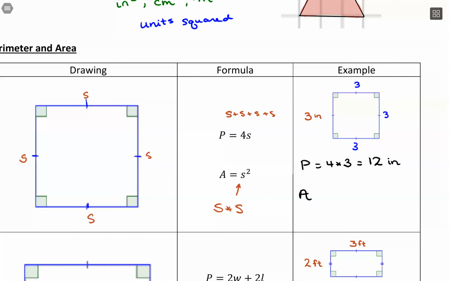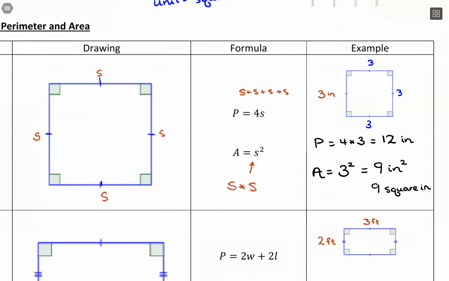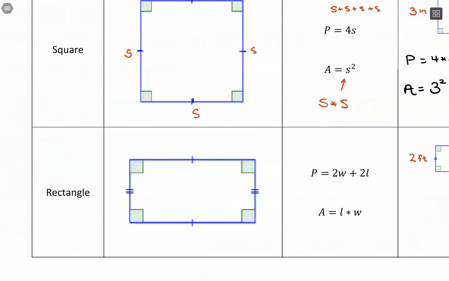And then for area, we want to take the side length times the side length, or you could think of that as the side length squared. So we'd have 9, and because that gets squared there, our units would be squared as well. So we'd have inches squared, or if you wanted to write 9 square inches, that absolutely works as well. So that's our square.